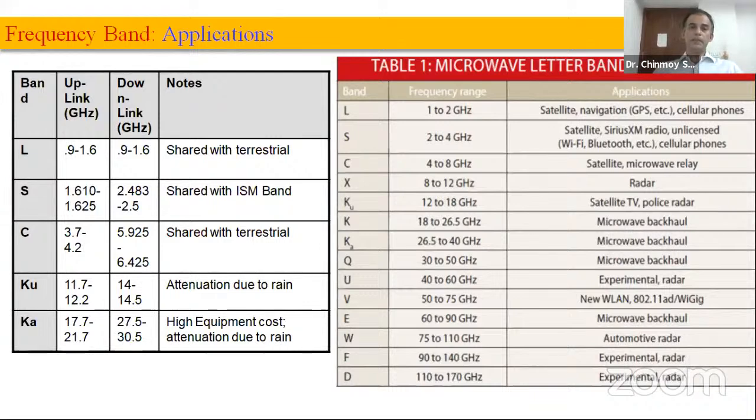This is a typical idea of the different frequency band allocations. As you know, L, S and C are the conventional bands at which satellite communication takes place, but the upcoming bands, Ku band and Ka band, are also being used nowadays.